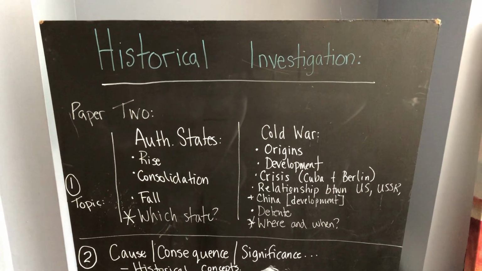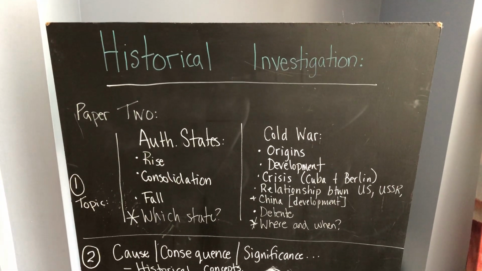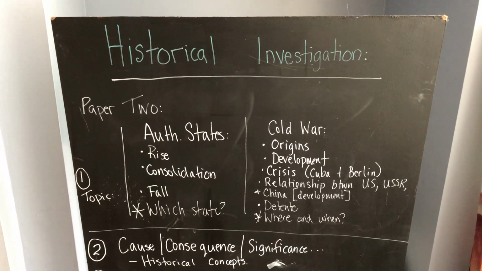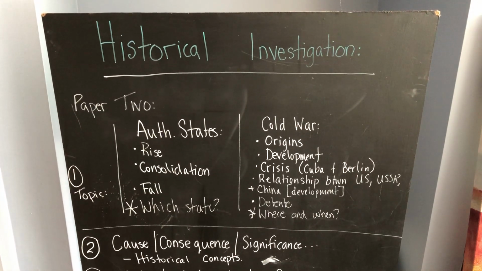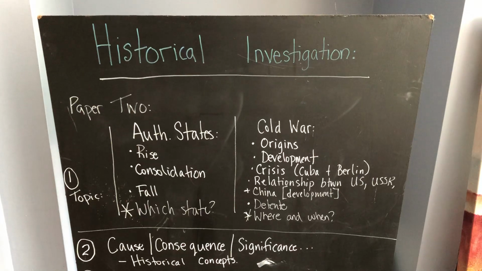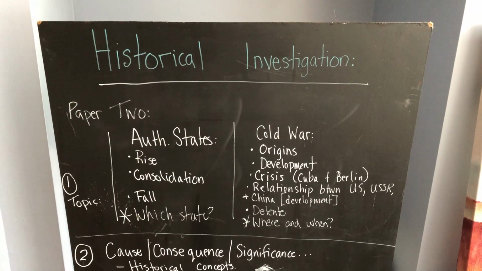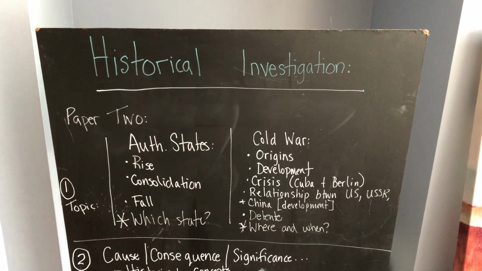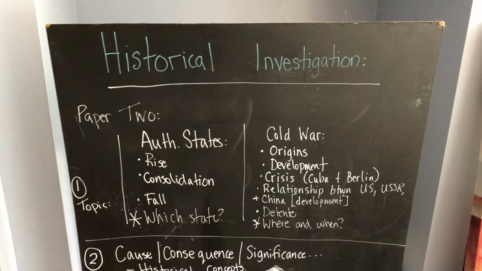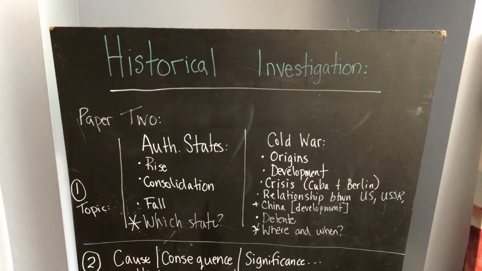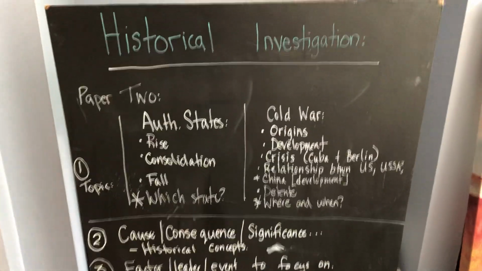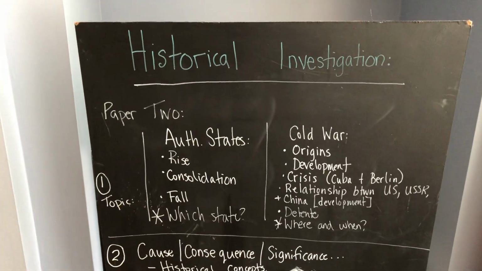Okay, back on. So the paper 2 topics that you study with your curriculum are either authoritarian states or the development and the rise and fall of the Cold War, basically. So within these topics, you have different stages that you can focus on.